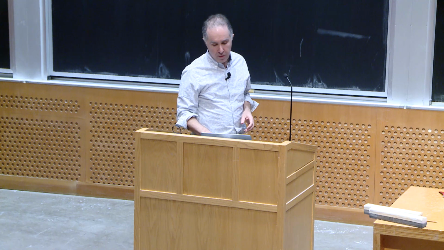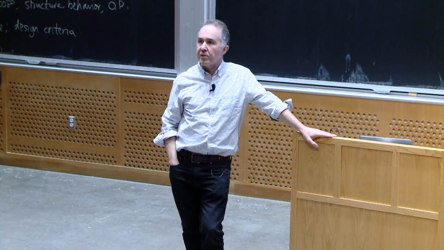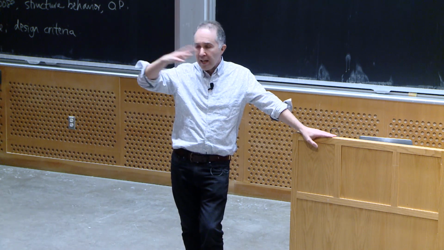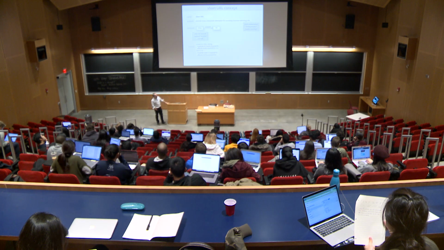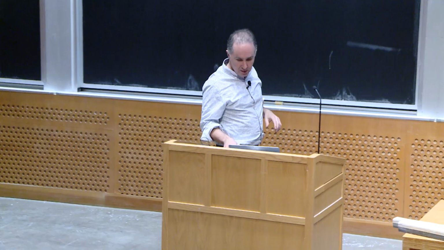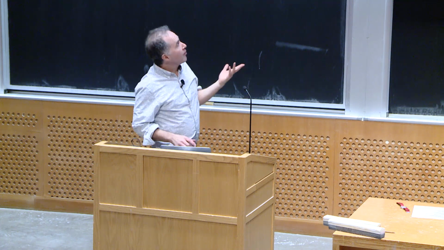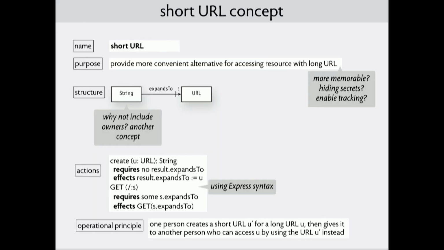What actions did you come up with? What are the actions for a short URL concept? Yes, Megan. Creating one and accessing it, exactly. So I don't really know how to write that, but in order to show that the access has to really be a GET, an HTTP GET, to make it useful, I wrote it in sort of pseudo express syntax, right? So it basically says that the effect is to actually get the expanded URL. That's the transparency that you want. And then the operational principle, of course, is one person typically creates the short URL and gives it to another, right? I mean, you could create them for yourself, but that's not typically how they're used.